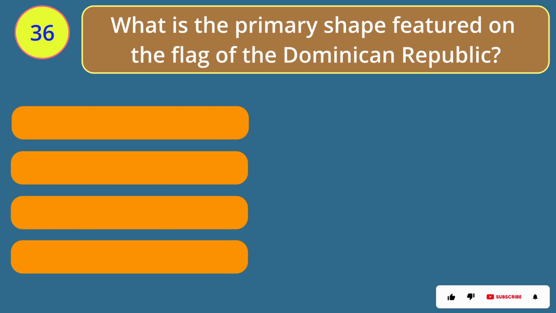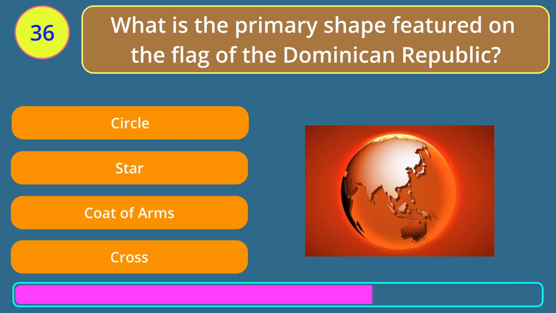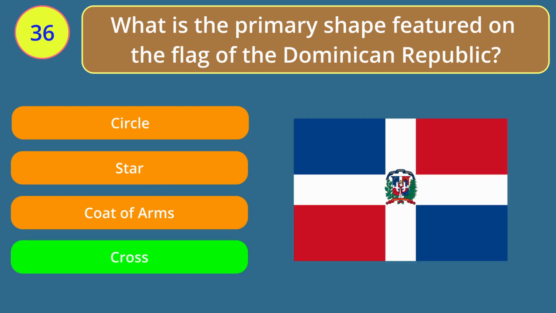What is the primary shape featured on the flag of the Dominican Republic? The four options are circle, star, coat of arms, cross. The correct answer is cross.